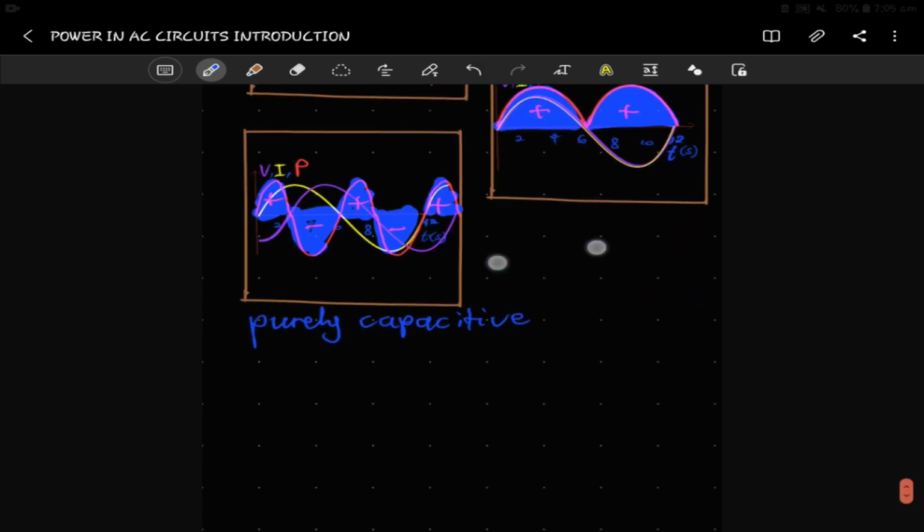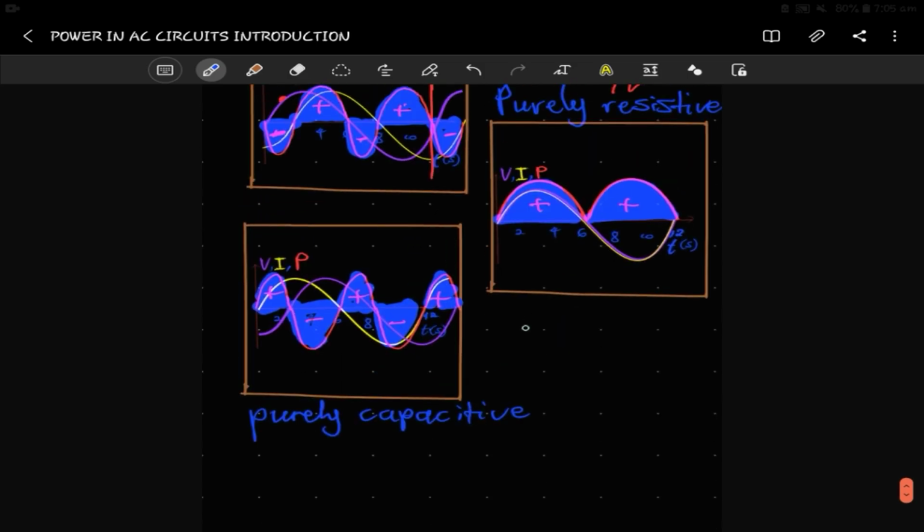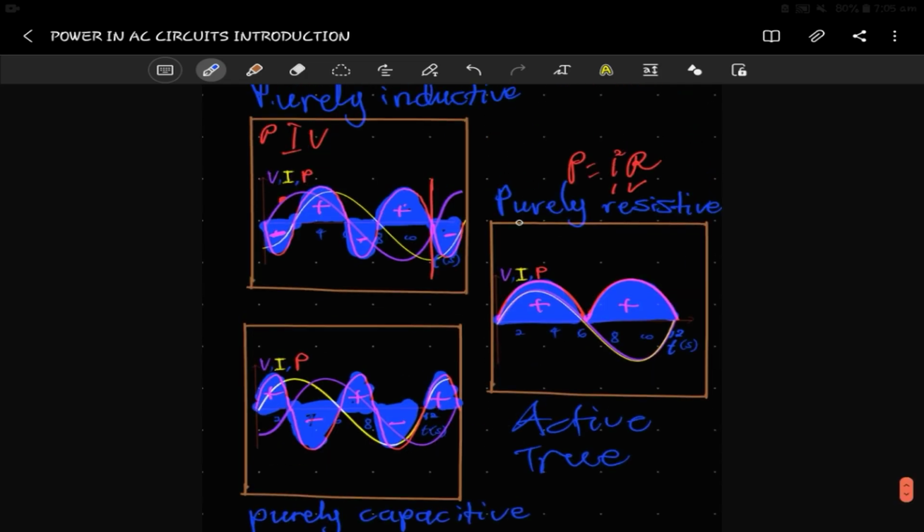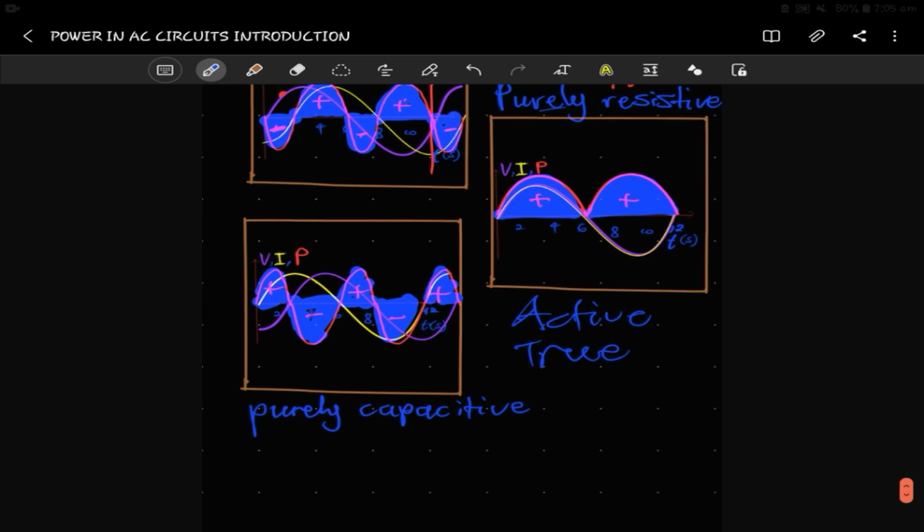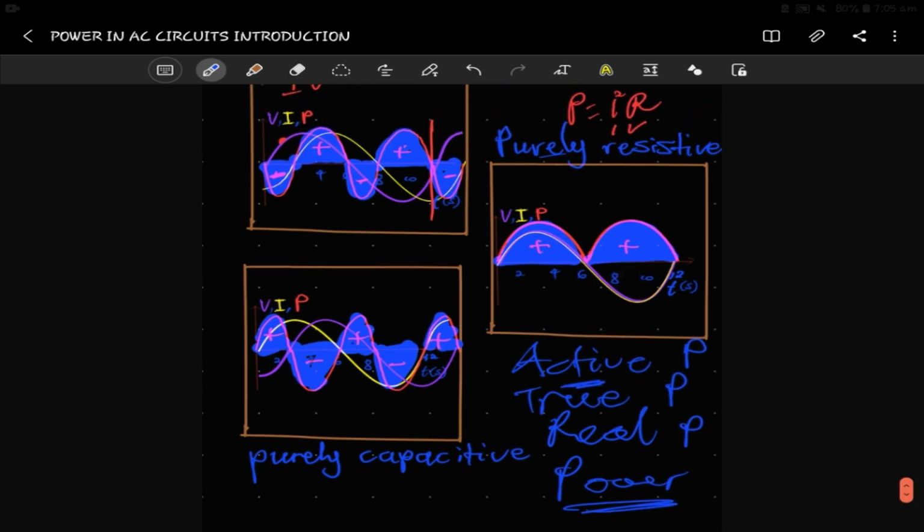Let's go over this one more time. The power is active. The power is true. That's if the circuit has only a resistor. The power is active, true, real, or you can just say power. So it's either active power, true power, real power, or just power. Let's keep this one. It's active, actually doing something, converting the electricity to heat energy.